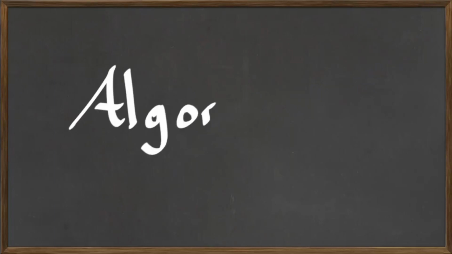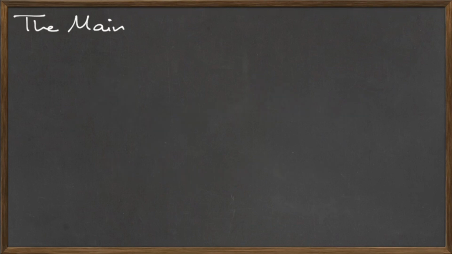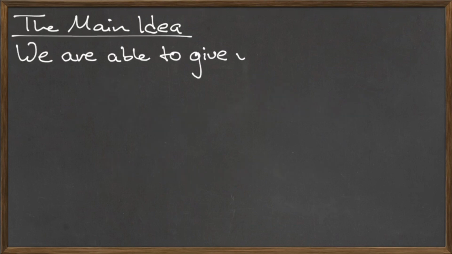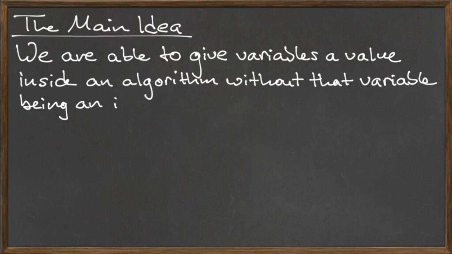In this video, we will continue our discussion of algorithms with the assignment let equal. The algorithms we discussed in our previous video all required the variables used inside of the algorithm to be passed in as inputs. However, with the let equal assignment, we are able to create and assign values to variables inside the algorithm without them being passed in as inputs.